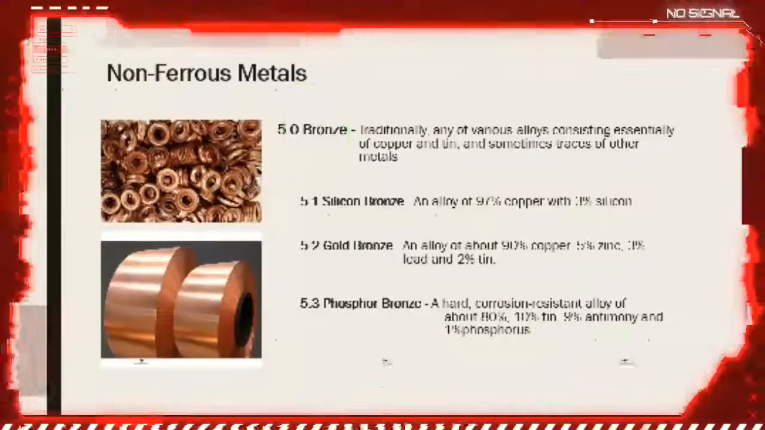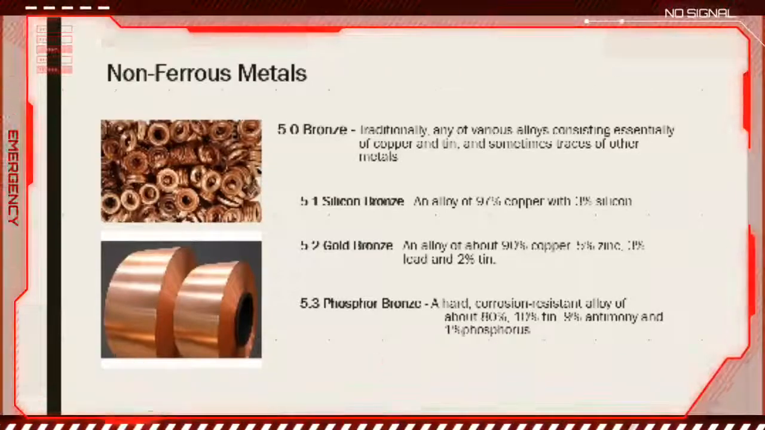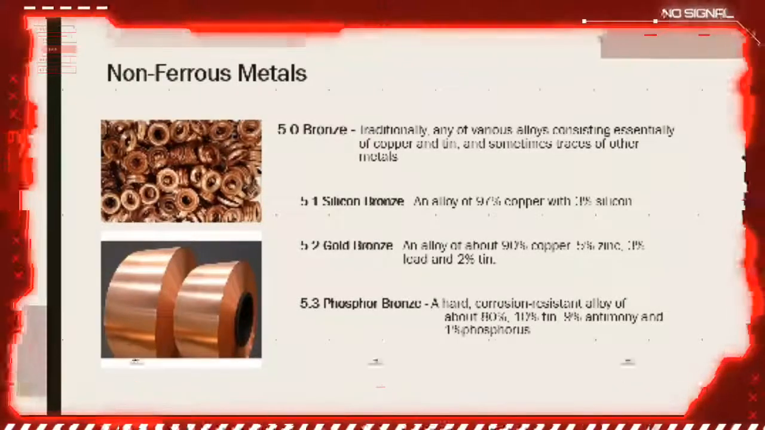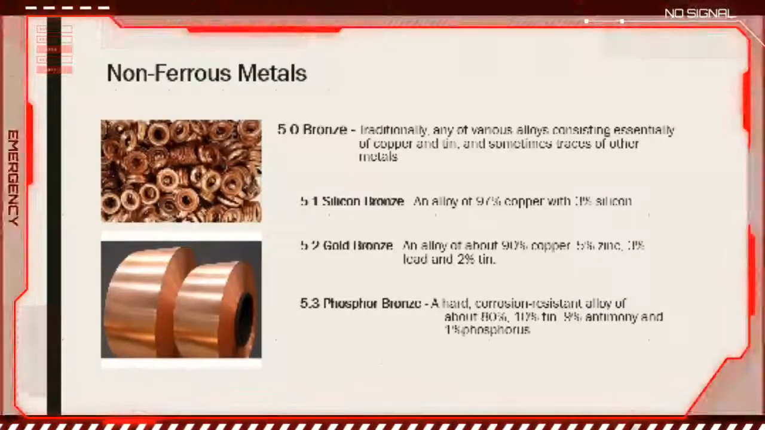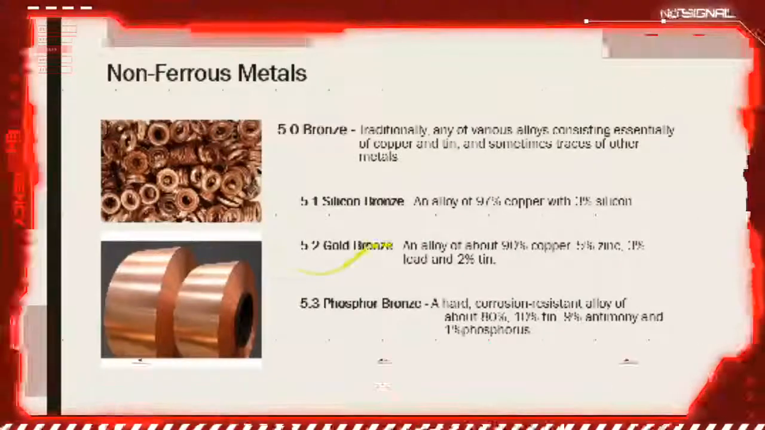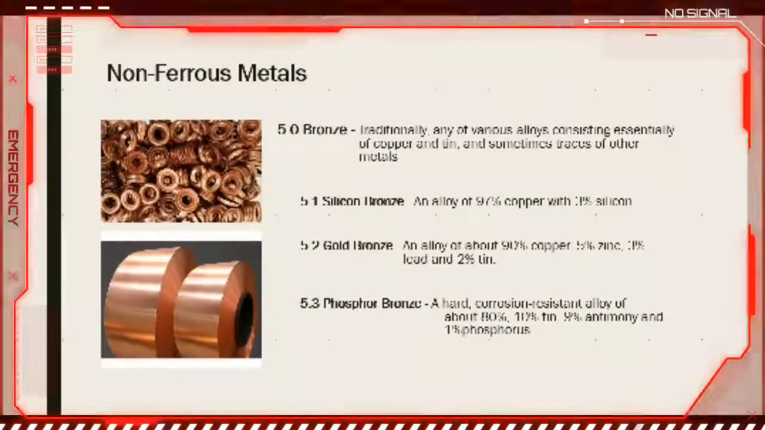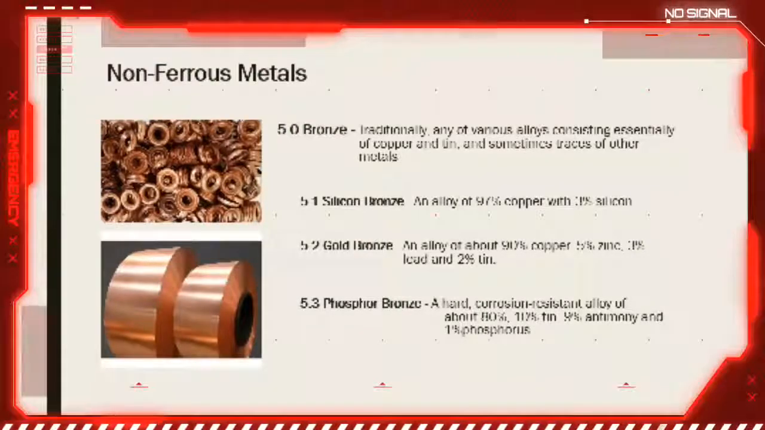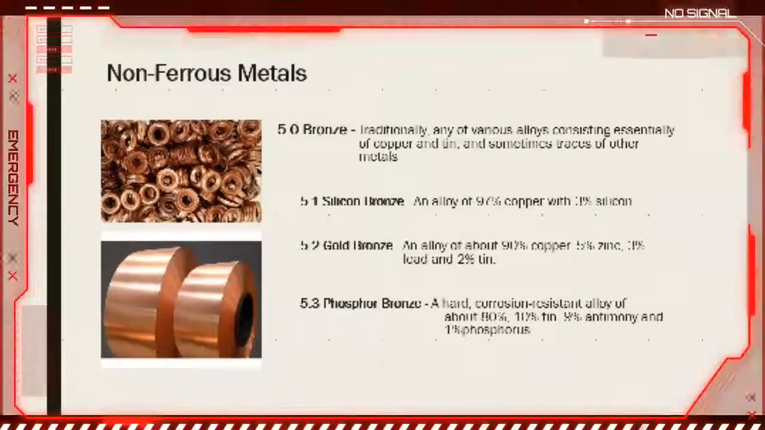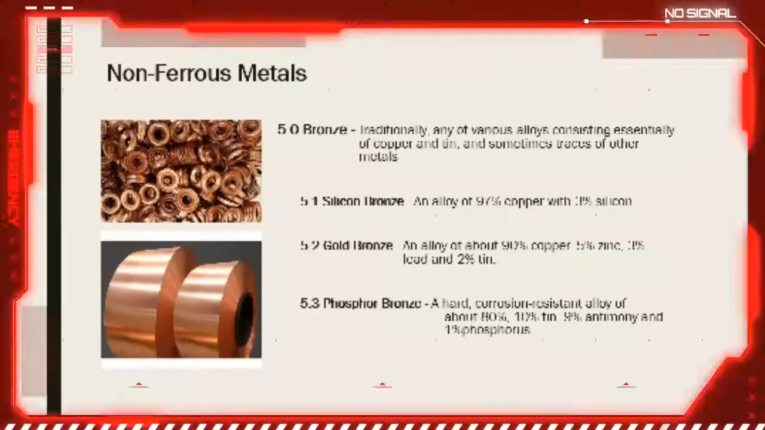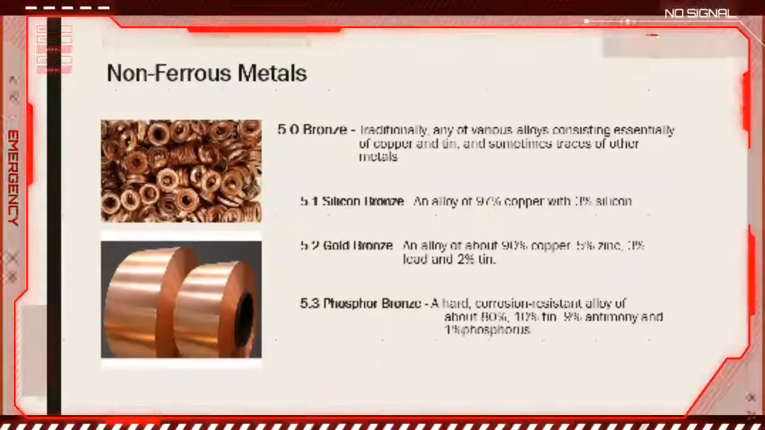Next is bronze. Traditionally, any of various alloys consisting essentially of copper and tin, and sometimes traces of other metals. Under bronze is silicon bronze, an alloy of 97% copper with 3% silicon. Next is gold bronze, an alloy of about 90% copper, 5% zinc, 3% lead, and 2% tin. Phosphorus bronze, a hard corrosion-resistant alloy of about 80% copper, 10% tin, 9% antimony, and 1% phosphorus.